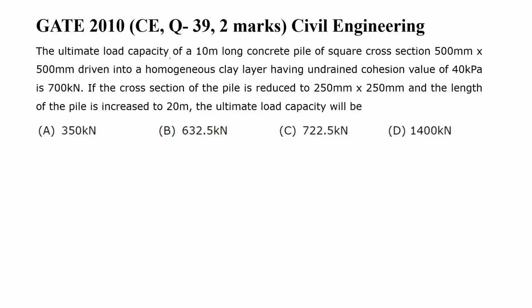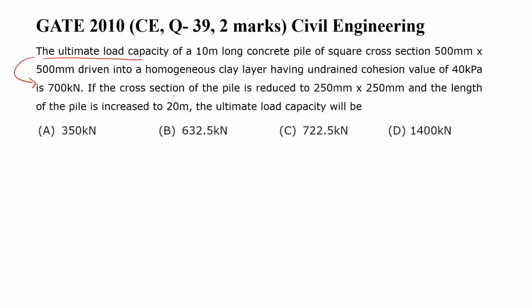The ultimate load capacity of a 10-meter long concrete pile of square cross section 500 mm by 500 mm driven into a homogeneous clay layer having undrained cohesion value of 40 kPa is 700 kilonewton. The ultimate load capacity is 700 kilonewton. If the cross section of the pile is reduced to 250 mm by 250 mm and the length of the pile is increased to 20 meter, the ultimate load capacity will be.